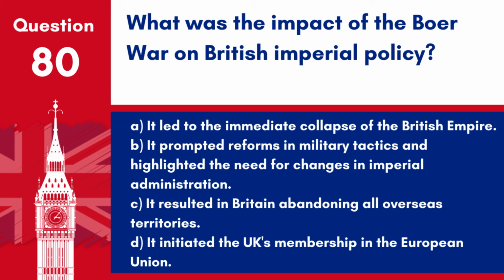Answer. B. It prompted reforms in military tactics and highlighted the need for changes in imperial administration. The Boer War, 1899 to 1902, had significant repercussions for British imperial policy, leading to military and administrative reforms as it exposed weaknesses in both areas and stirred public debate about the ethics and costs of the empire.